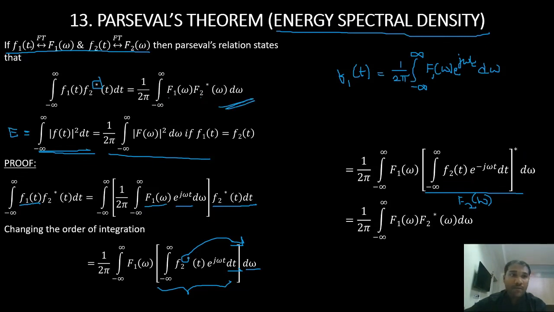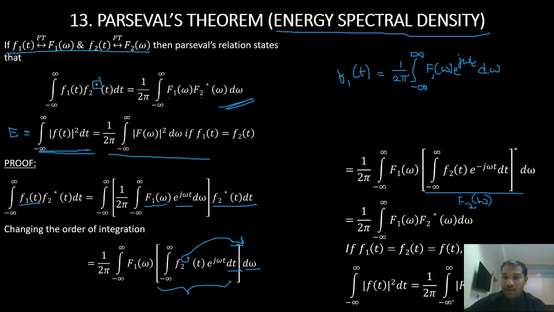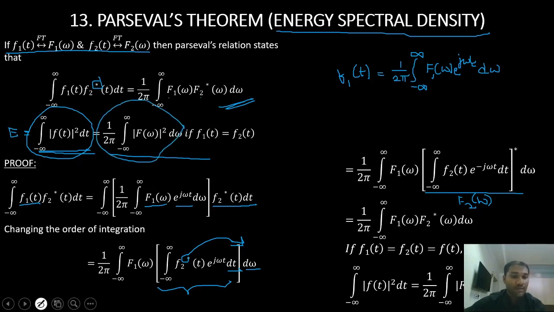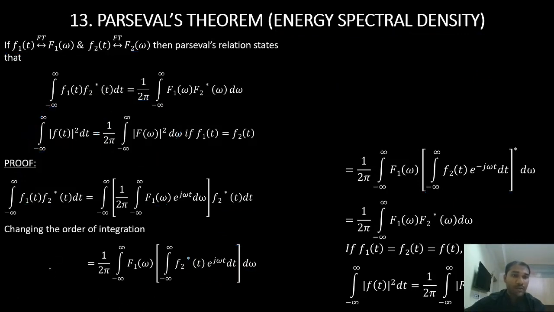So that is my first relation, right? Now when f1 and f2 are equal to f of t, then F1 of omega is equal to F2 of omega, and I'll get my second statement. The left hand side is the energy in the time domain signal, and the right hand side is the energy in the frequency domain signal. So both energies are equal. That is what Parseval's theorem states.